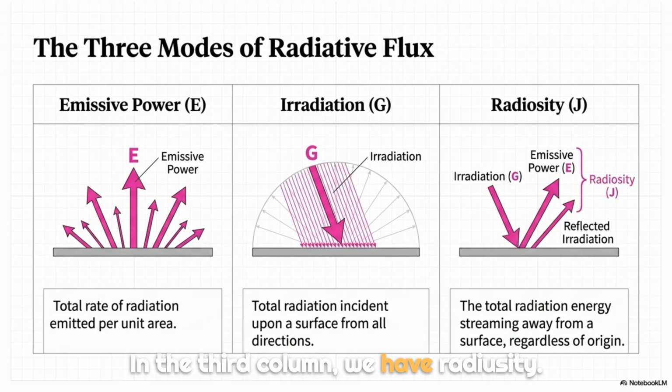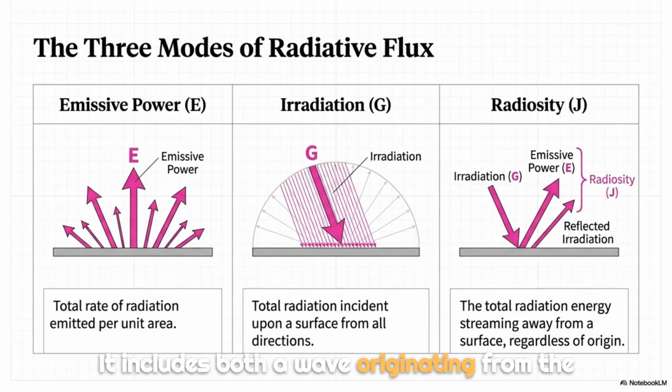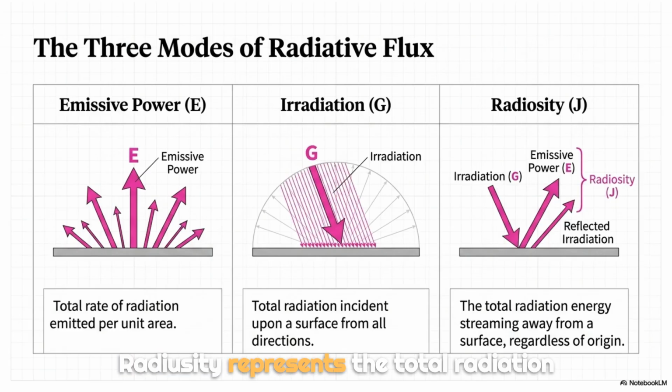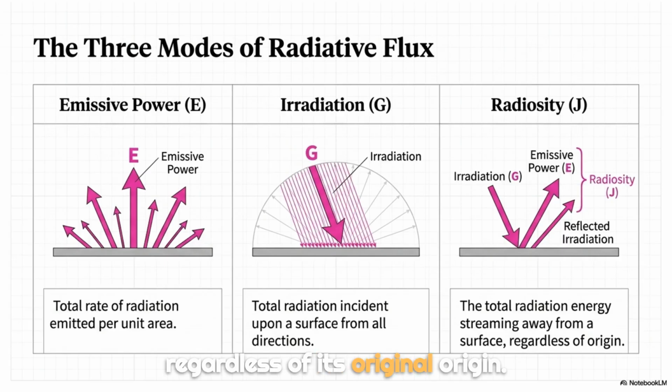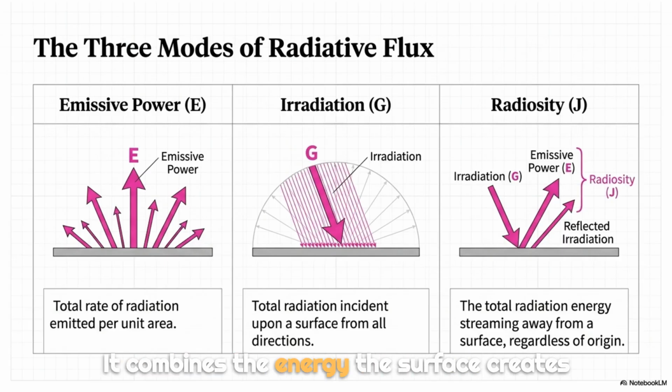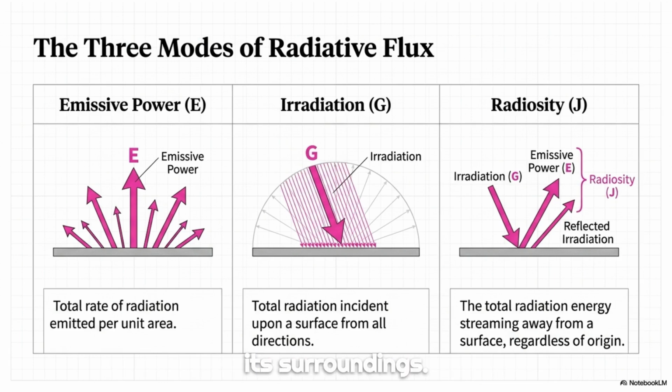In the third column, we have radiosity. Look closely at the diagram. It includes both a wave originating from the surface and a wave bouncing off of it. Radiosity represents the total radiation energy streaming away from a surface, regardless of its original origin. It combines the energy the surface creates on its own with the energy it reflects from its surroundings. Differentiating between what is emitted, what arrives, and what leaves is the key to avoiding errors in heat transfer calculations.